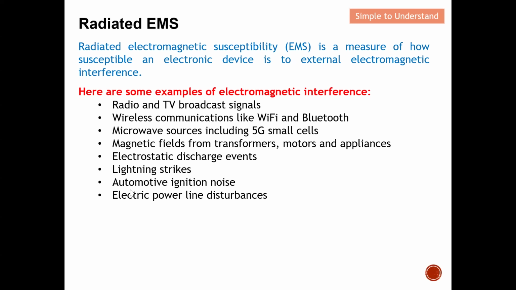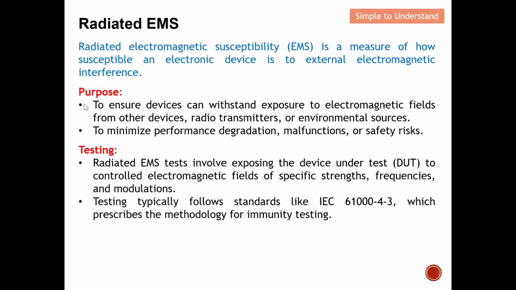Basically, we need to ensure that our device is able to operate in this so-called stringent environment. Next, what is the key purpose of doing this radiated EMS, radiated immunity? Firstly, we need to ensure that the device that we build can actually withstand the exposure to electromagnetic fields from other devices, radio transmitters, or environmental sources, to minimize performance degradation, malfunction, or safety risk.